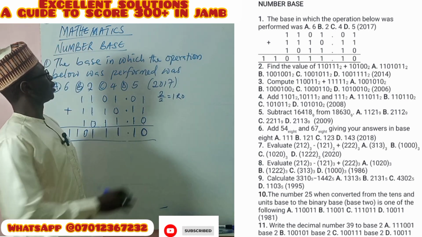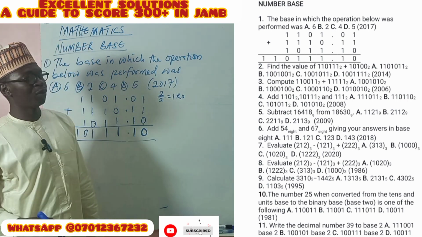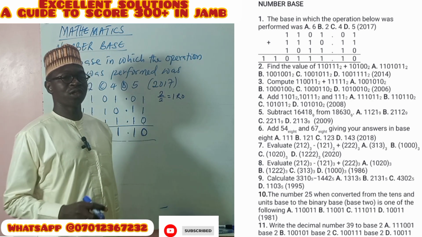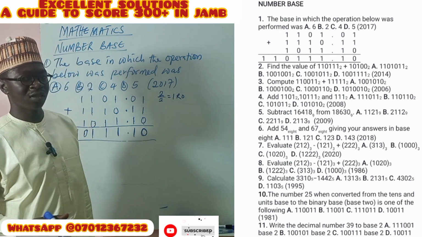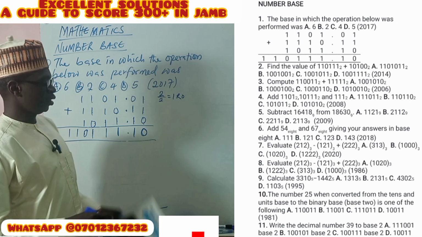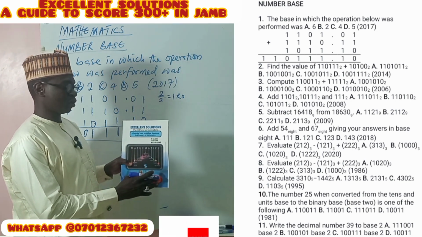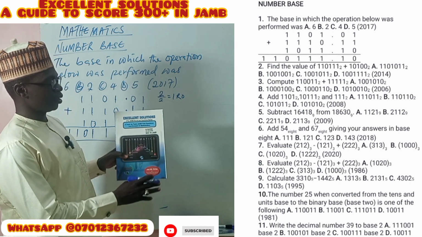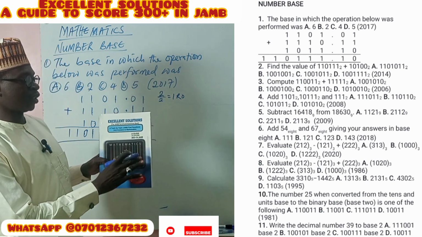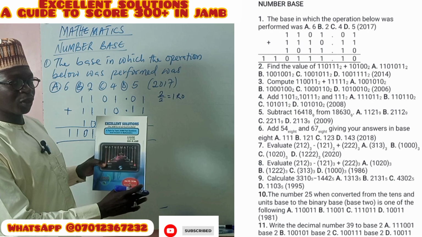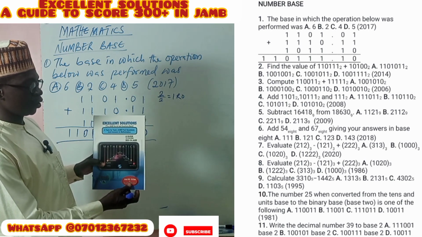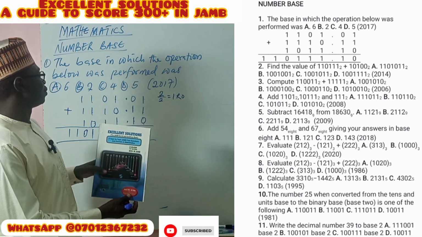Today we are discussing mathematics and the topic is number base. We are going to be looking at questions under number base from 1978 to 2021. These questions are compiled in this book, Excellent Solutions, a guide to score 300 plus in Jamb. This is the mathematics version. This book contains questions arranged topic by topic. So if you can look for this book, you can be a math guru.